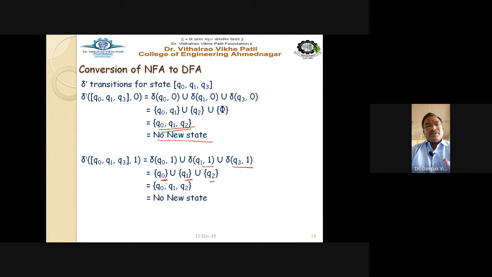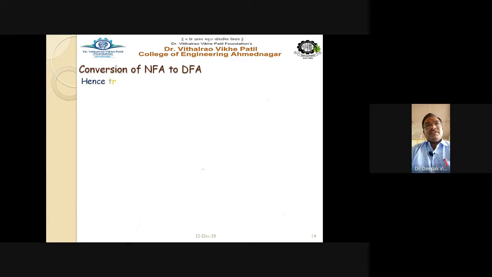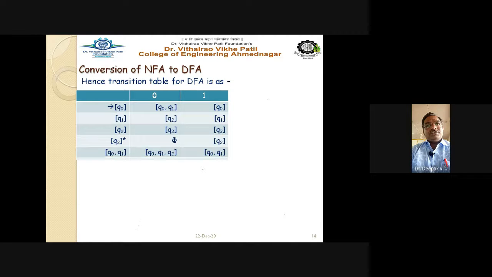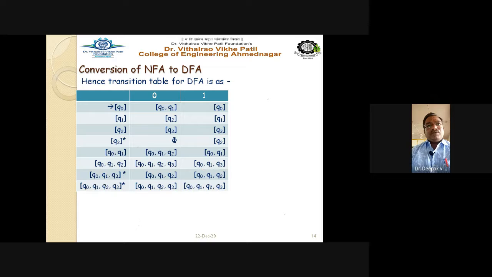So finally, we can write it like this. Hence the transition table. The first step is to write down the transition table for the resultant DFA, and the transition table is like this. Up to this point, you just have to copy it from the given NFA. The rows for Q0, Q1, Q2, Q3 you have to copy from the given NFA. So which values have you found out?